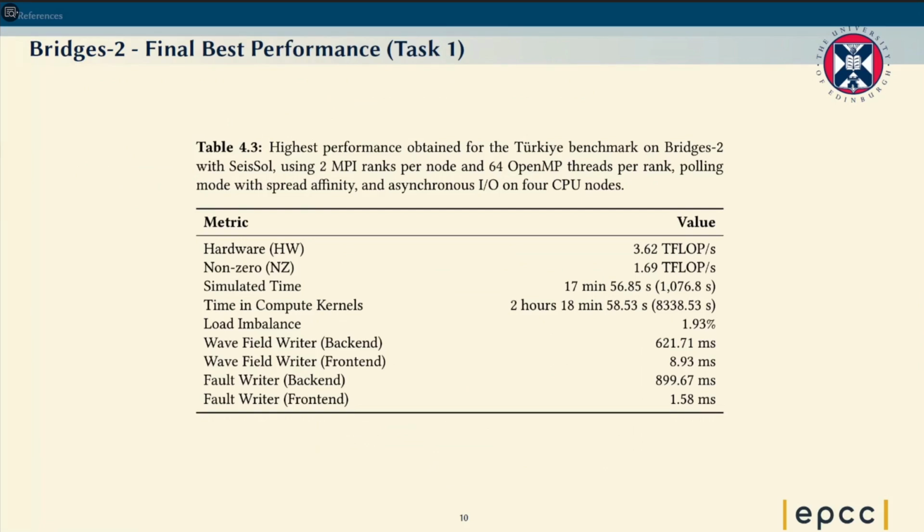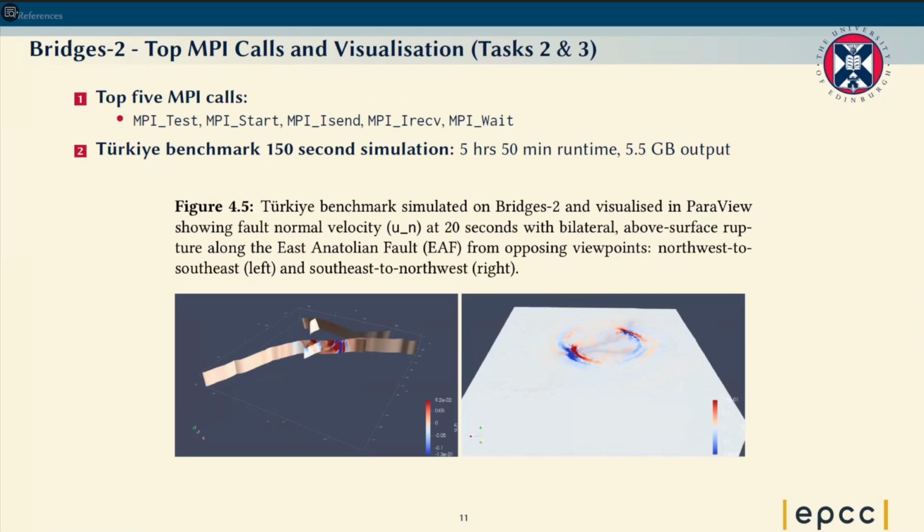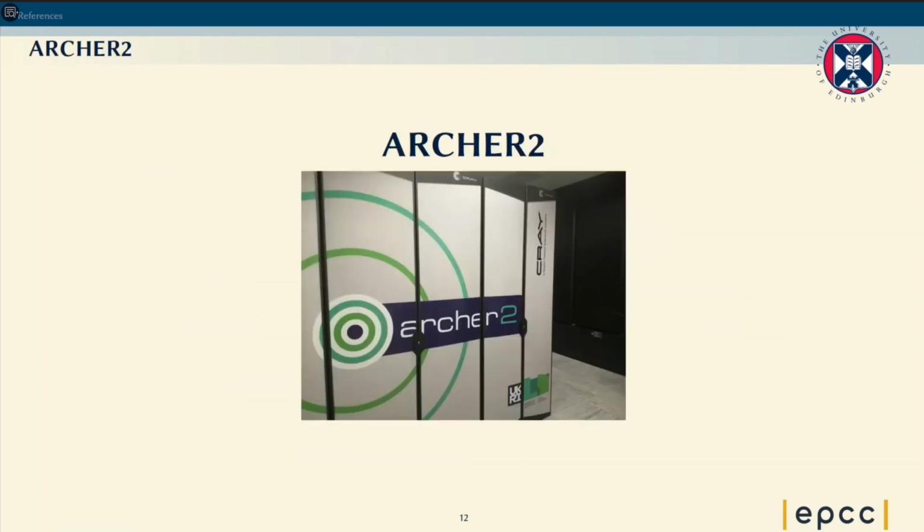simulating the Turkey benchmark in just under 18 minutes. Now, the other two tasks which I did: using Scalasca, I identified the most frequently used MPI functions during the simulations, MPI_Test and MPI_Start. Test is used to progress the communication engine, and start is for the persistent communication that it uses. And finally, as you can see here, this is the Narli fault and the East Anatolian fault, and you can see how the earthquake propagates there and then hits the surface.